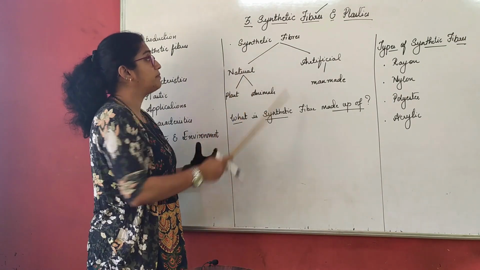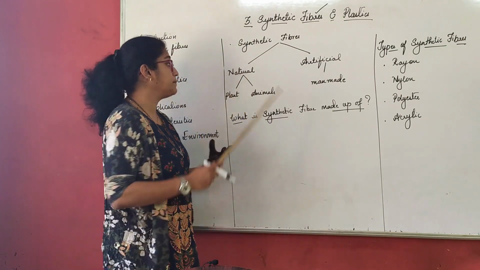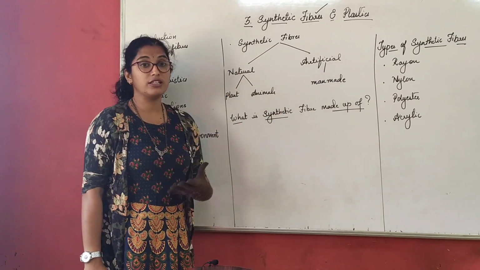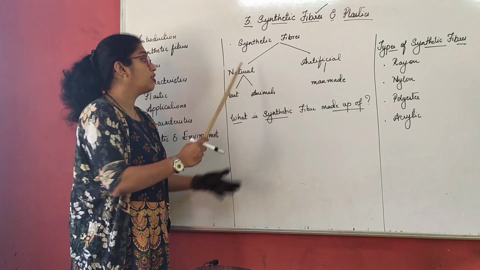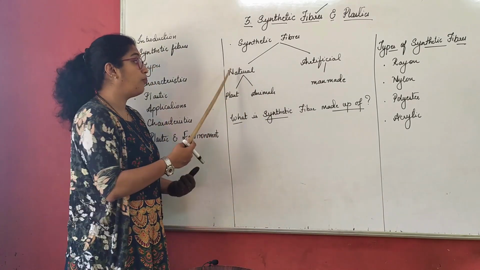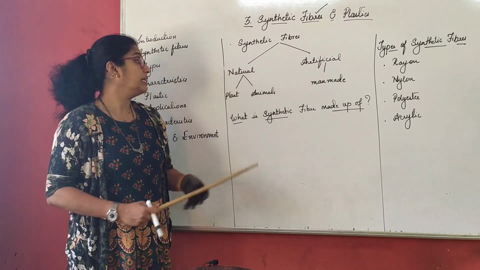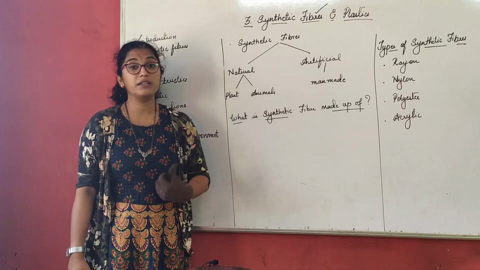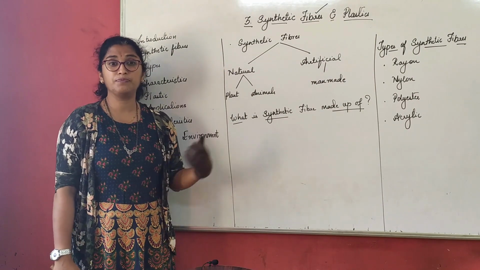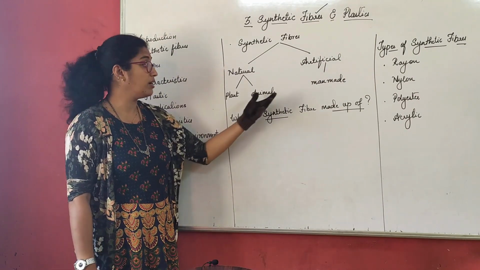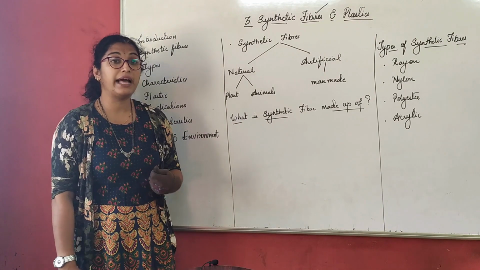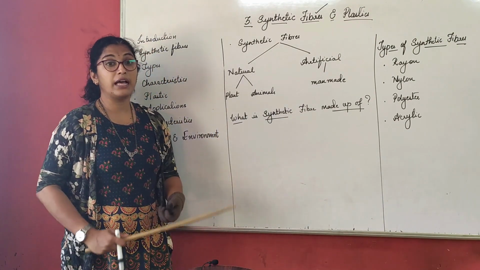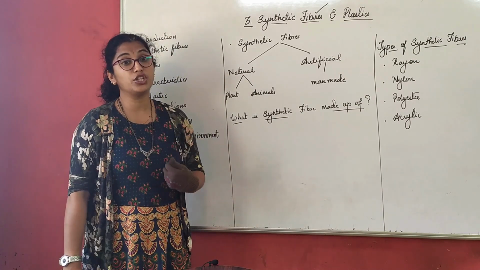Fibers are basically of two types, that is natural fiber or artificial synthetic fiber. Now when we talk about natural fiber, they are derived from plants and animals. What fibers are derived from plants? Cotton, jute, etc. What fibers can be derived from animals? Silk, wool. So these are derived from animals. So we call them natural fibers.